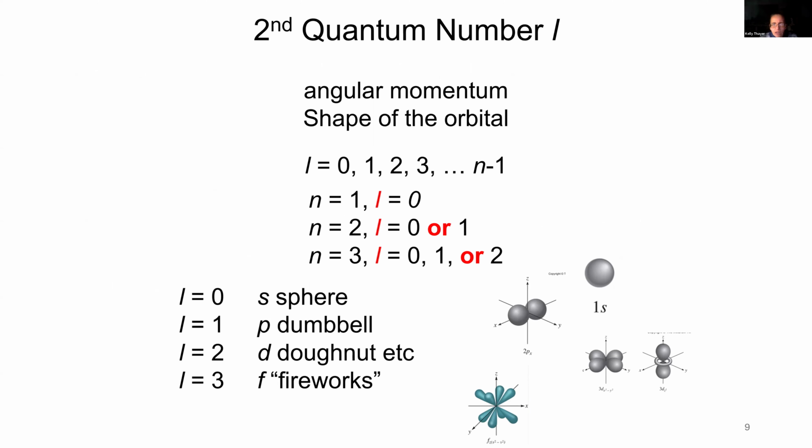This will tell us the shape of the orbital. So you might have learned from Gen Chem that it's s, p, d, and f, and the shapes are the sphere, the dumbbell, the donut shape. I like to call it the donut, etc., and fireworks shapes, which are depicted here to the right. And so we see that some of these shapes are kind of interesting.